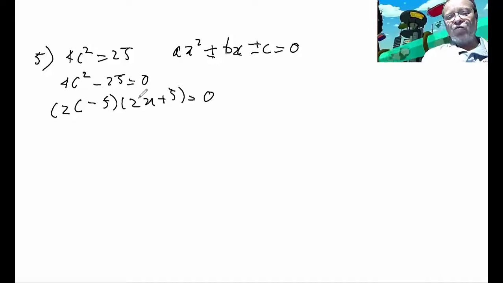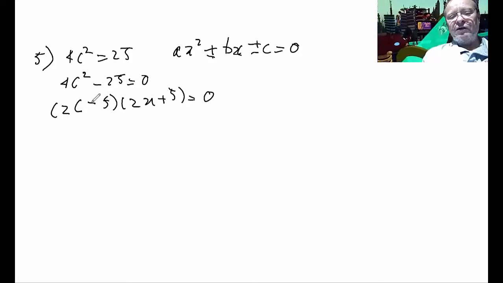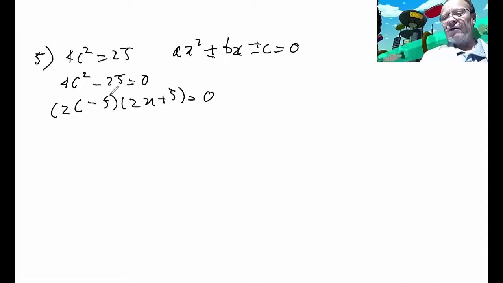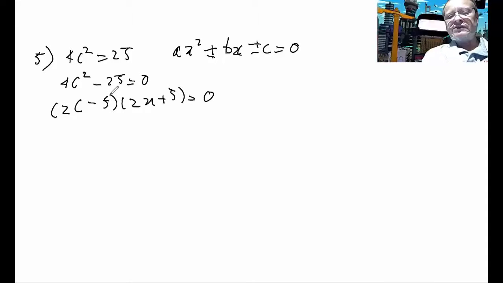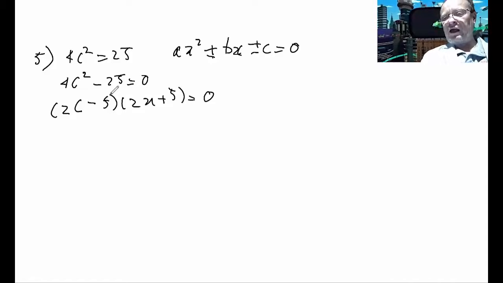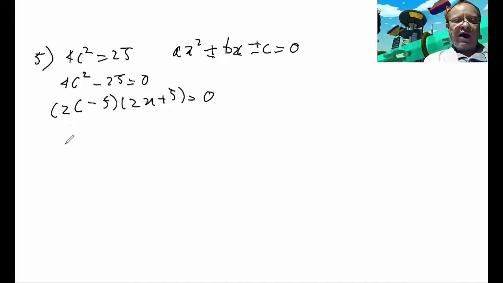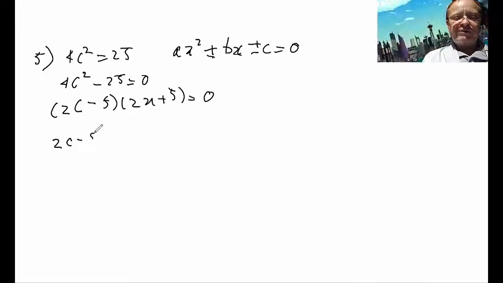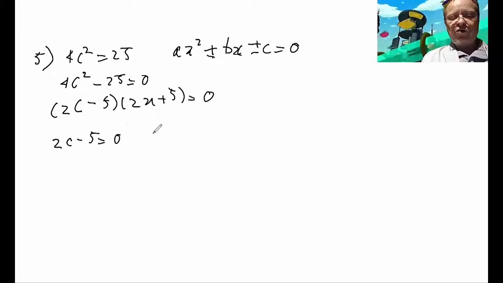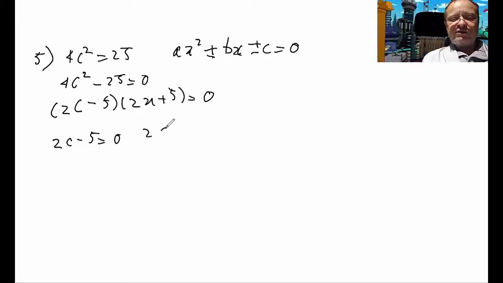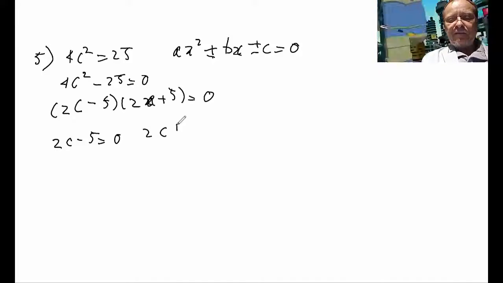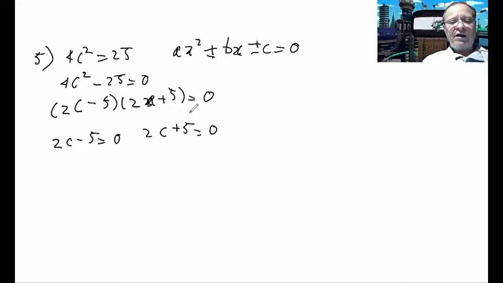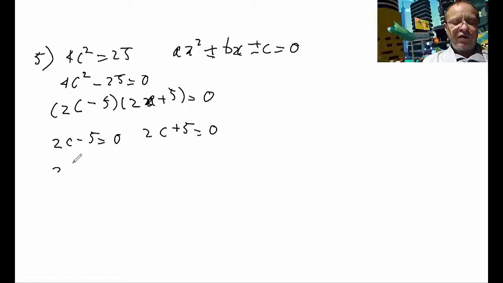Now, it doesn't matter whether I put the plus here or the negative here, so long as I have them both, because remember, that's the central term that'll cancel out. So as before, I'll set them equal to 0. 2c minus 5 is equal to 0, and 2c plus 5 is equal to 0. And I will solve for both of them.